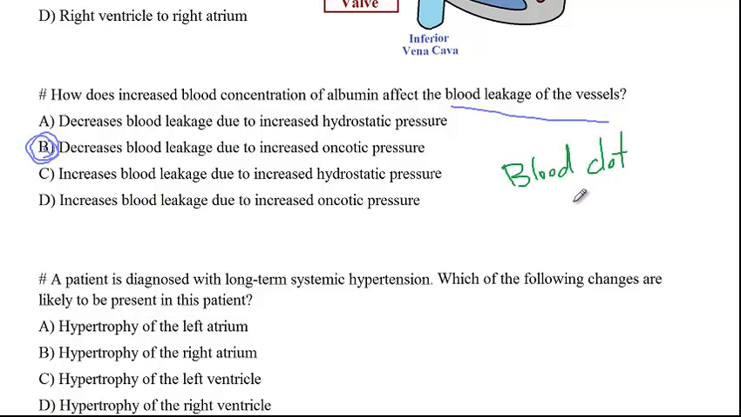So the question is, which value would change? Would the hydrostatic pressure of the vessel change or the oncotic pressure? Well, if there is a blood clot that is formed, blood pressure will build up beside that blockage, as a consequence of which there would be increased hydrostatic pressure. And if hydrostatic pressure increases, then there would be increased blood leakage. So if the question was asking about a blood clot, choice C would have been the correct answer. But in this situation, we're talking about albumin, and choice B is the correct answer.